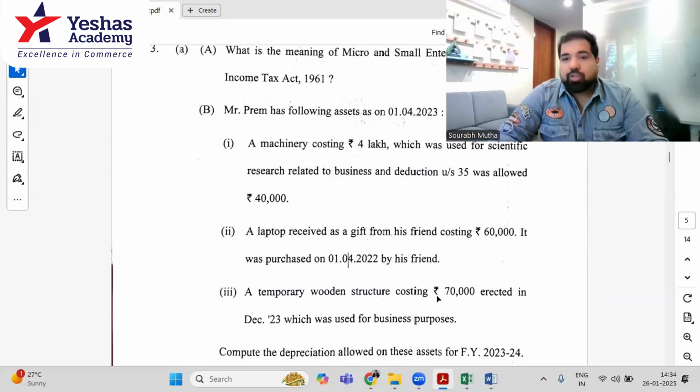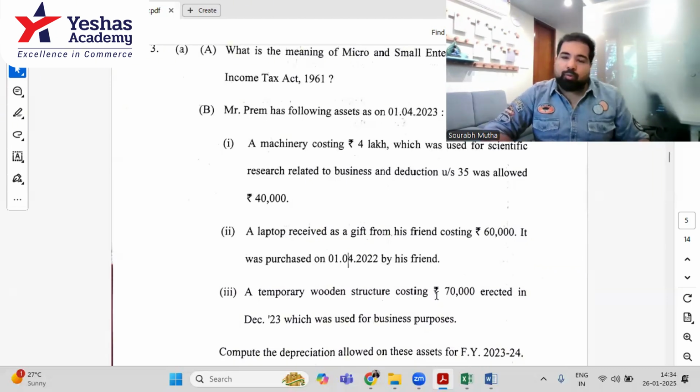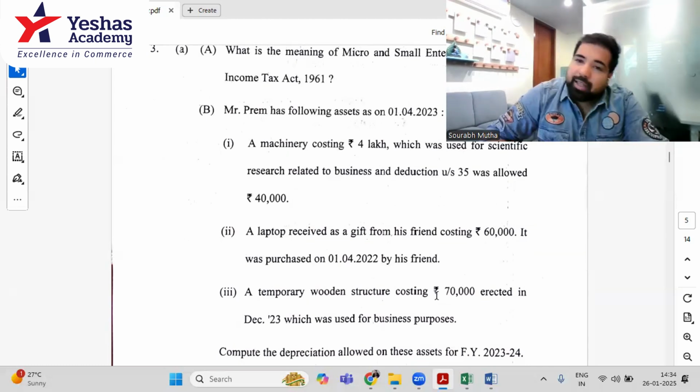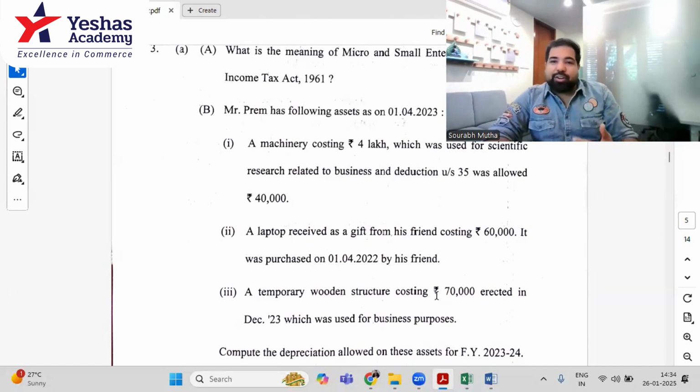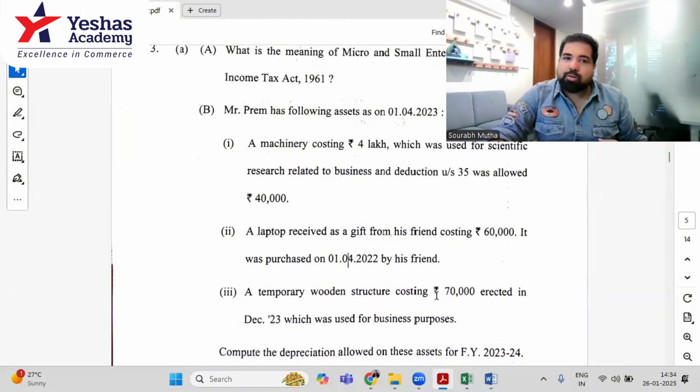And a temporary wooden structure. This is something that a lot of people would have had doubts around. What is the rate? So wooden structure is 40%. In case you didn't know it, it's okay because we always had an option. So if this was a problem, why worry?